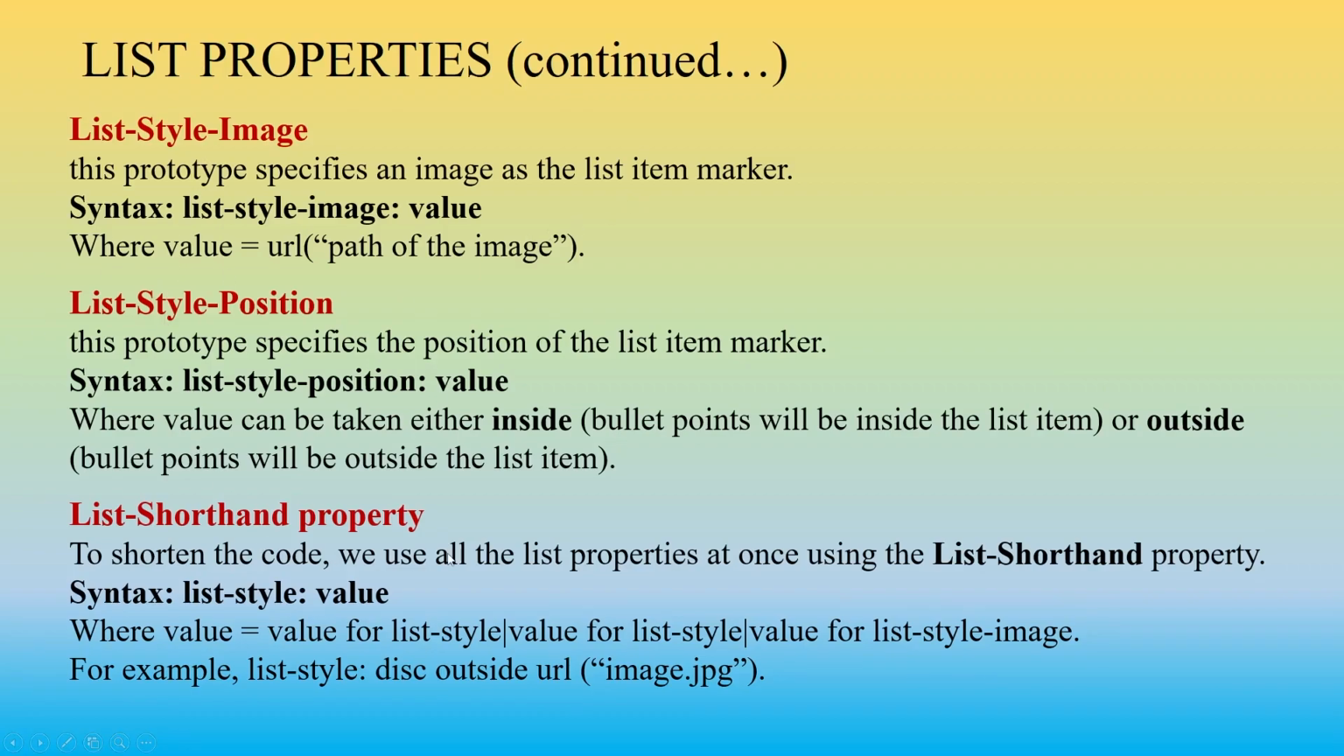You would have learned in the previous chapter also that we have shorthand property with all the attributes that we have for font, text, border and margin. The last property was shorthand, which specifies all the other 2-3 properties in one go. To shorten the code, we use all the list properties at once using the list shorthand property. So how do we write it? The syntax will be list hyphen style colon value.